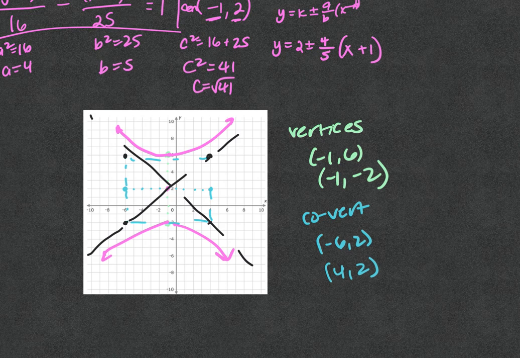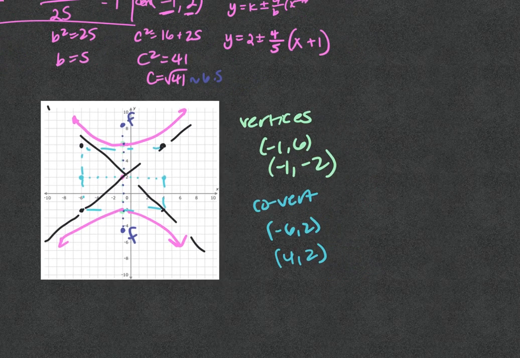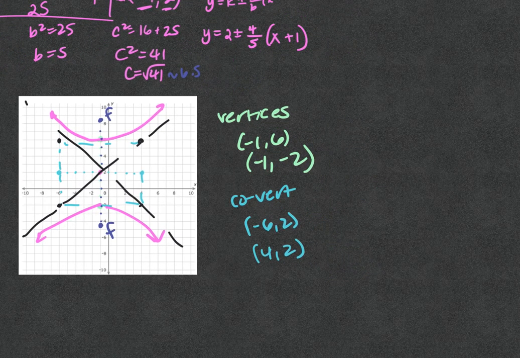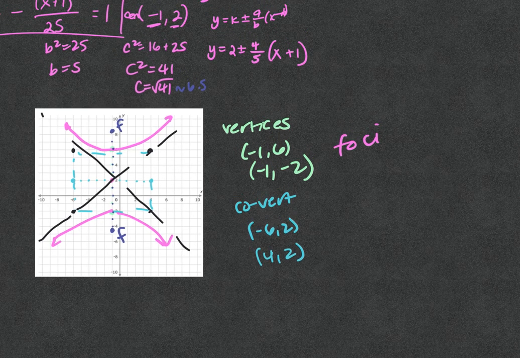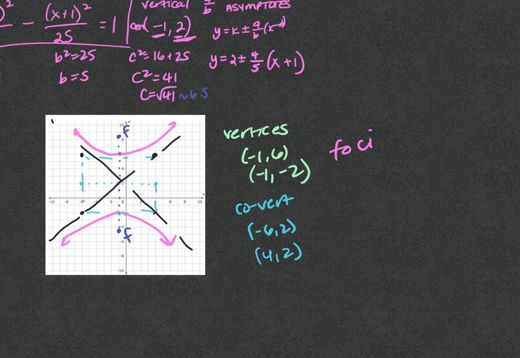The foci would be on that vertical axis up and down square root 41, which we would say is like a 6.5. So from my center, 1, 2, 3, 4, 5, 6.5. And 1, 2, 3, 4, 5, 6.5. Those would be the foci. But to get the coordinate points, you need to keep them exact. So that's a change to the y coordinate of my center. I'm going to take that 2 and add and subtract square root 41.